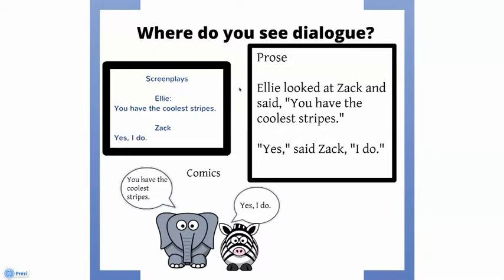What we're going to talk about today is dialogue in prose. Prose is a type of writing you'll see in fiction and lots of nonfiction too, such as newspapers and magazines. A quick sample of this looks like this. Ellie looked at Zach and said, "You have the coolest stripes." "Yes," said Zach, "I do."